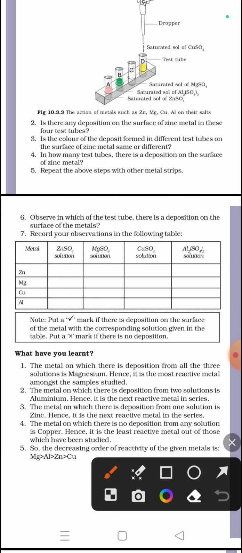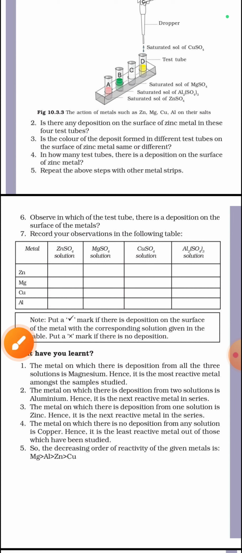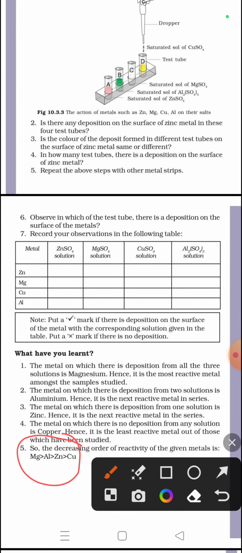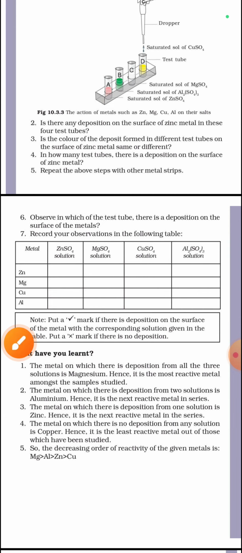Here, the metal on which there is deposition from all the three solutions is magnesium. Hence, it is the most reactive metal among all. Magnesium is the most reactive metal. The metal on which there is deposition from two solutions is aluminium. Hence, it is the next reactive metal in the series. The metal on which there is deposition from one solution is zinc, and copper is the least reactive. Then they are arranged in this reactivity order.